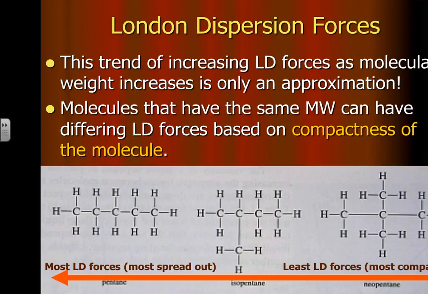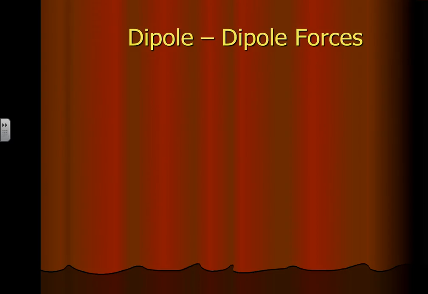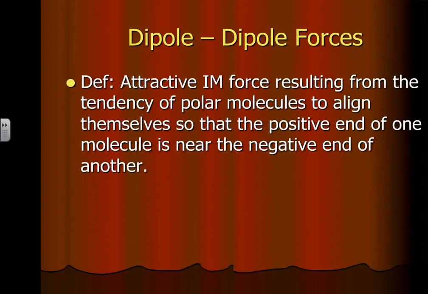So next is dipole-dipole. Okay, so dipole-dipole forces, to give you a definition, it is basically you have to have a polar molecule. So if you have 2 polar molecules, they align themselves so that the positives and the negatives all line up like magnets.